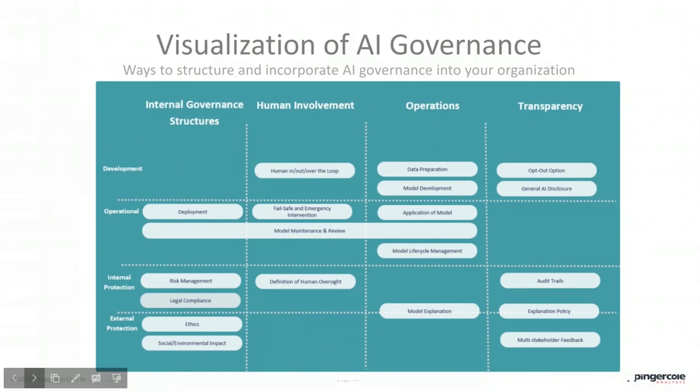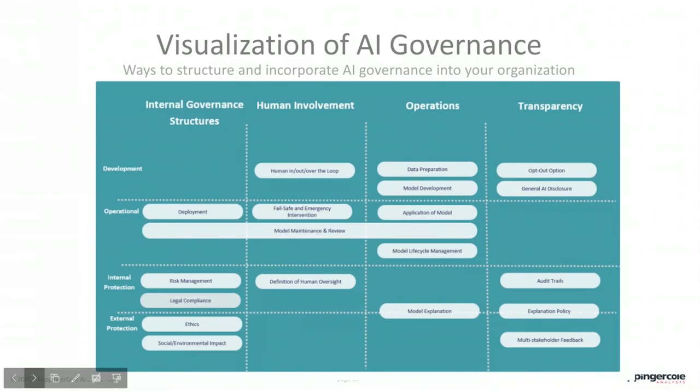And then considering transparency, is there an opt-out option for end users to not use the AI portion of your product or service? Is that feasible? Is that relevant? And how are your end users' options to interact with the AI system communicated to them?